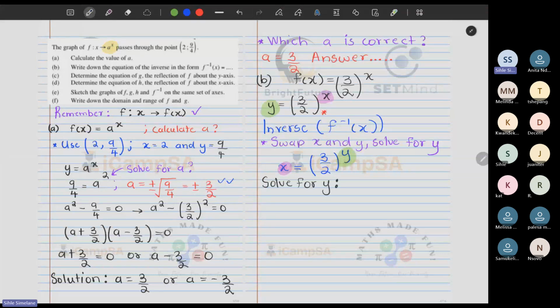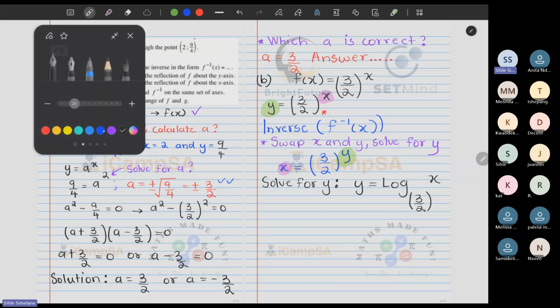And to solve for y, we will use our logs. So our y here will simply be y equals log. What was the base now becomes the base of the log. So it becomes 3/2. And then we have our x here. Okay, that is what we have.